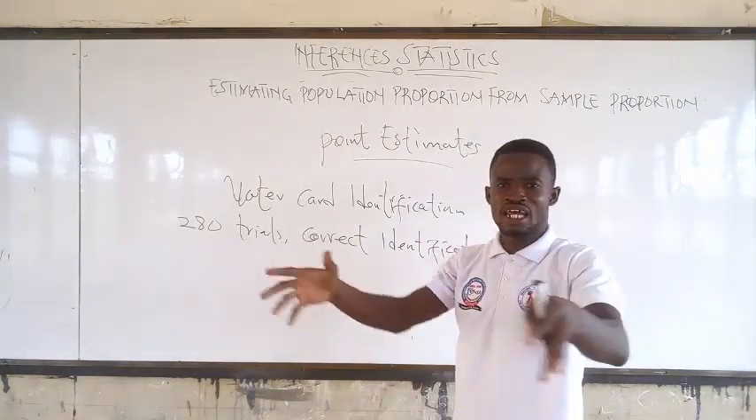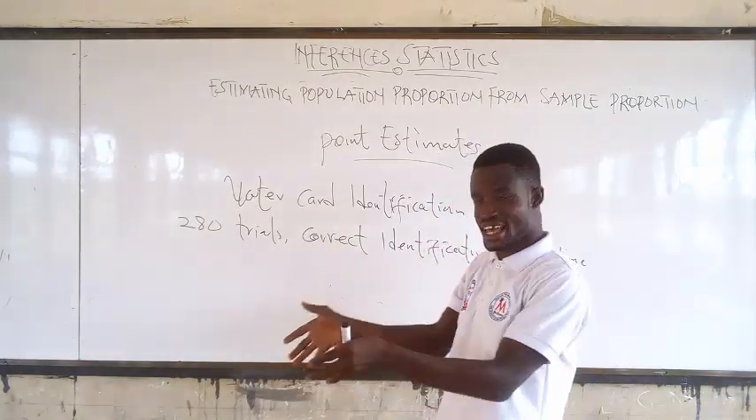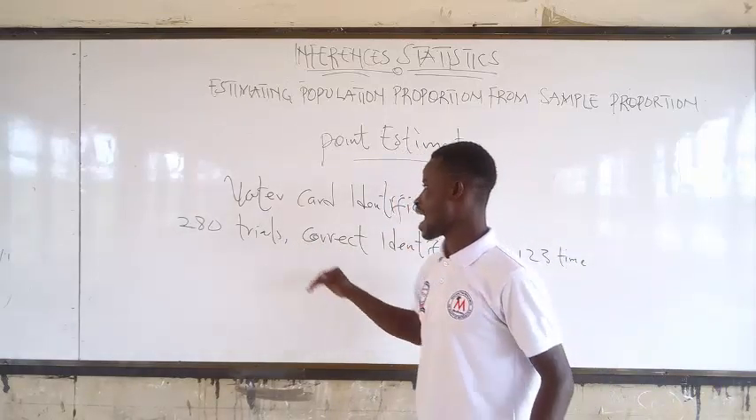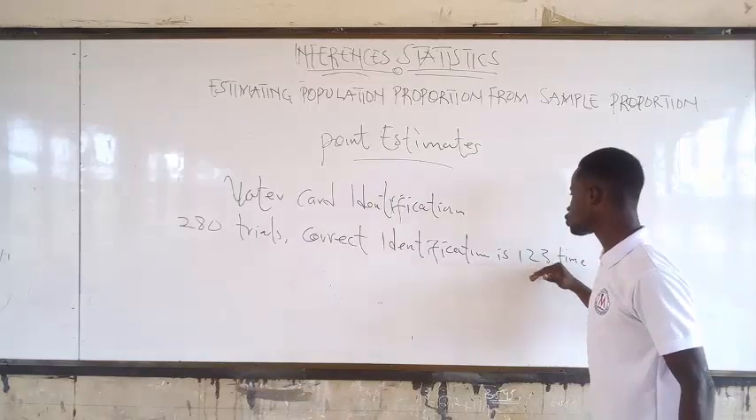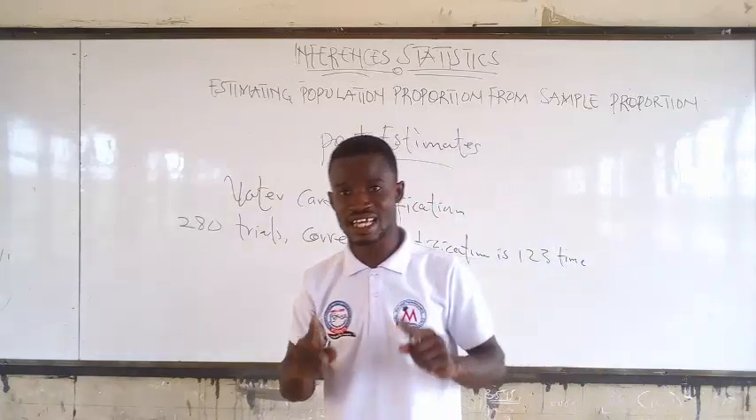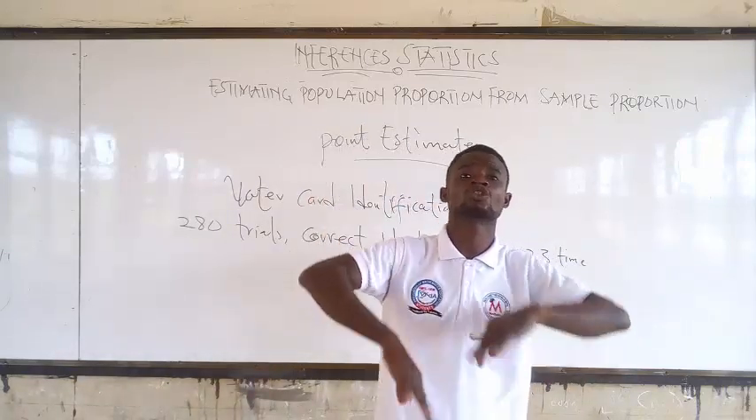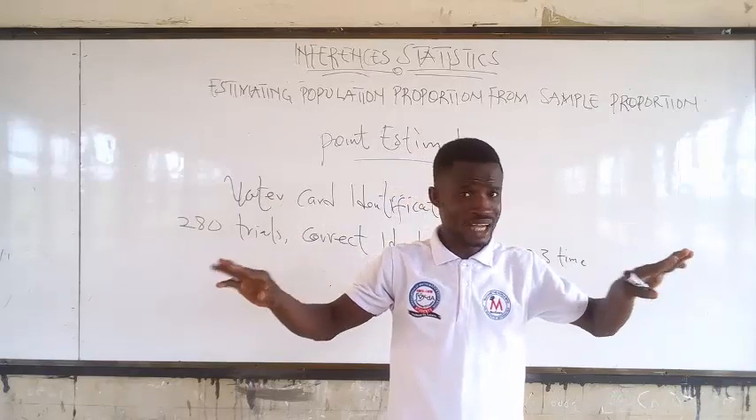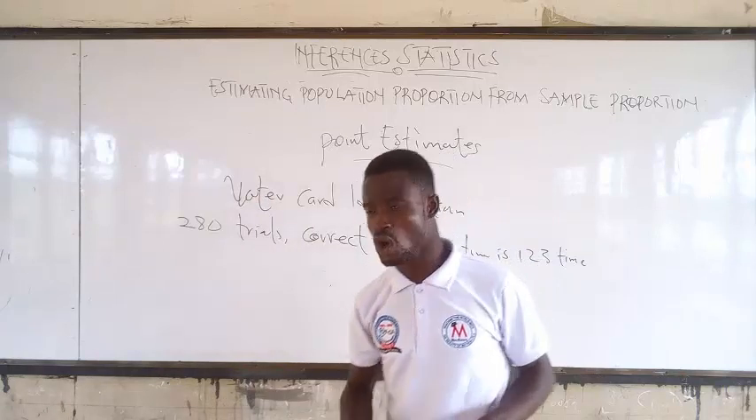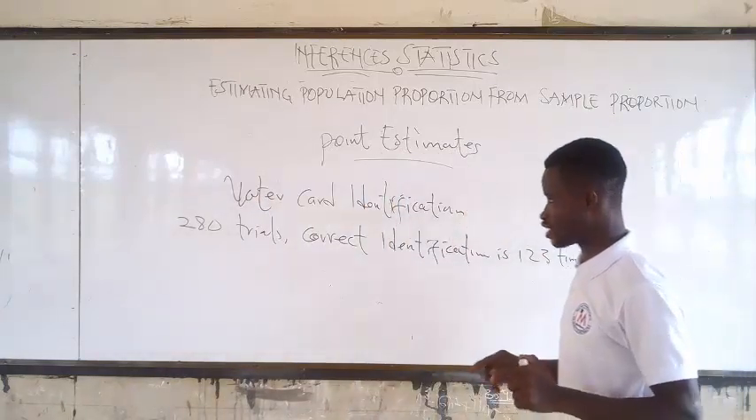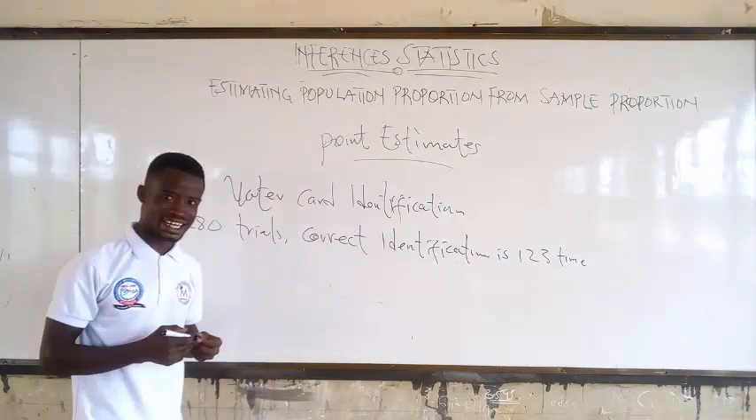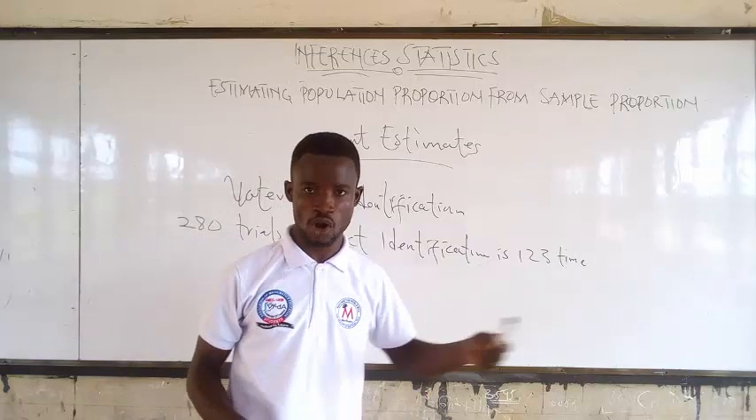You can't be only in one region or one state doing a voter verification and get 1, 2, 3 times of correct identification for you to say that you are applying the same thing to the whole country. No, you can't do that. You can't apply it to the whole country. So what you can do is take a sample of it. Alright? So that is the sample proportion.